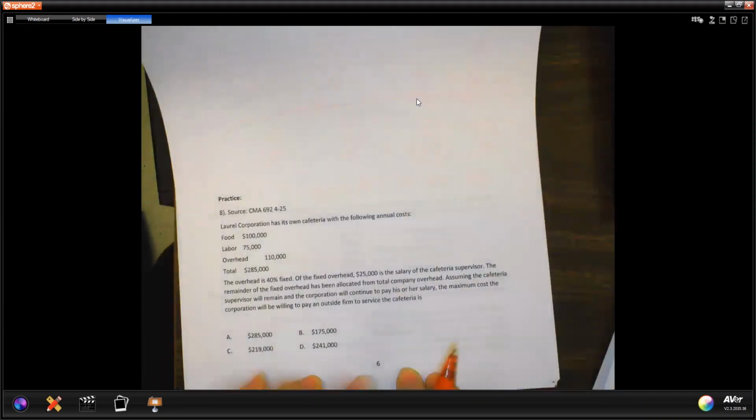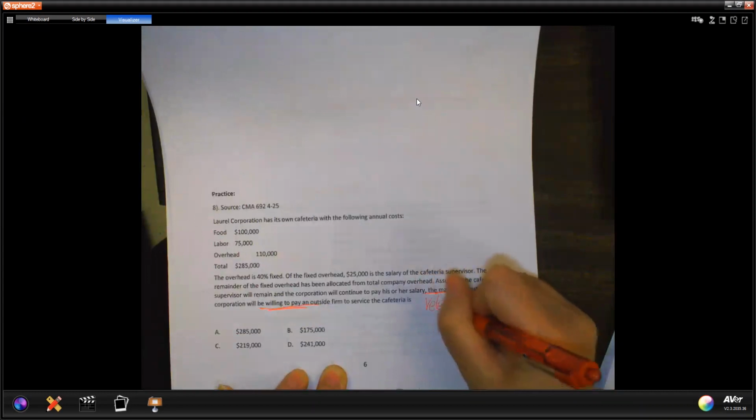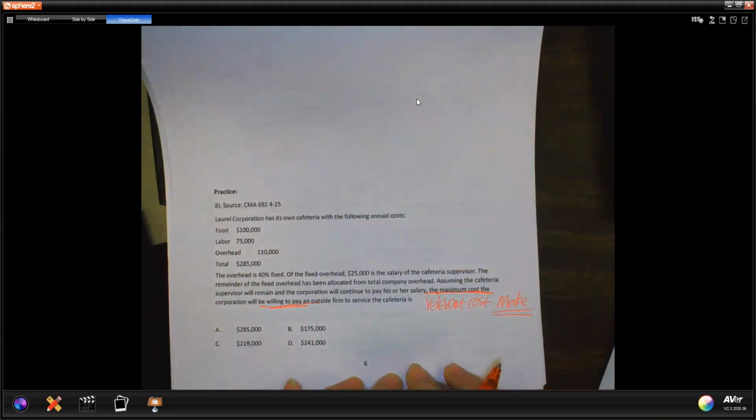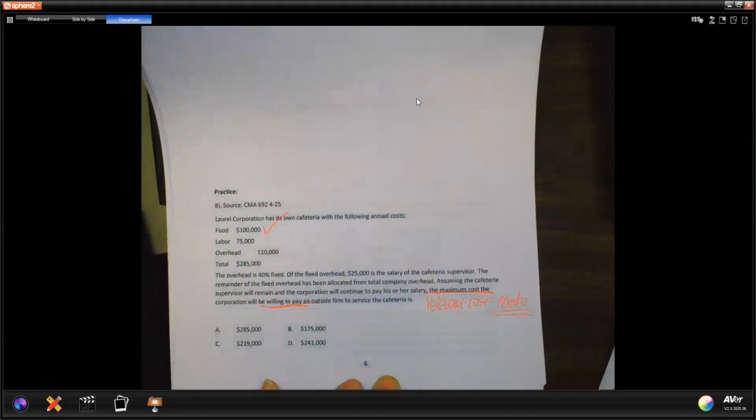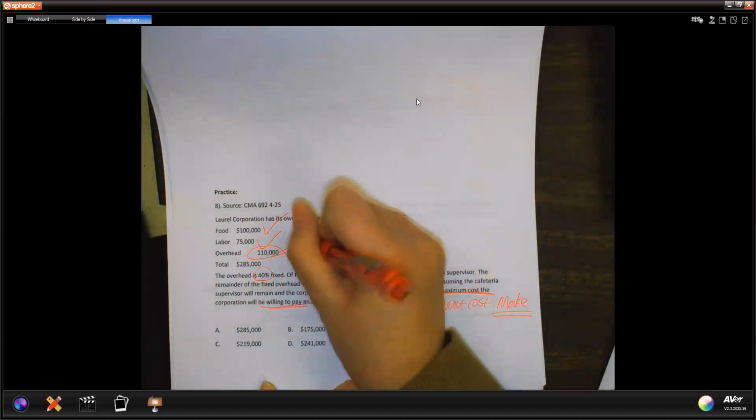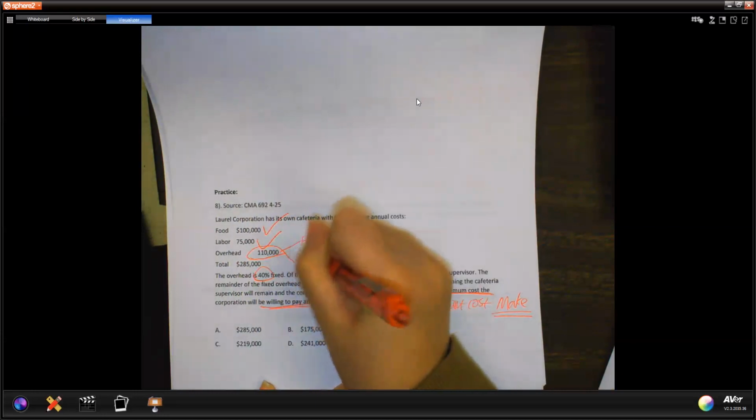Okay, the next one is talking about the maximum cost that you are willing to pay, which we said is the relevant cost of make. So you have food, which is relevant because if you buy, you don't need to pay. Labor is relevant. For the overhead, it tells you 40% is fixed, so you have a fixed portion of 40%, which is 44,000, and a variable portion of 60%, which gives you 66,000.